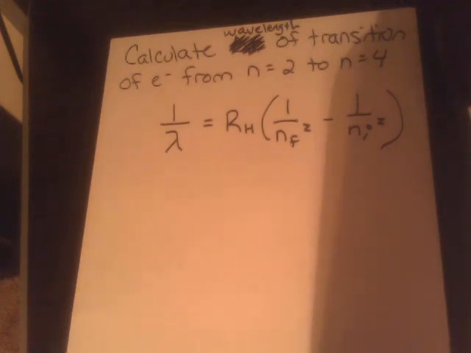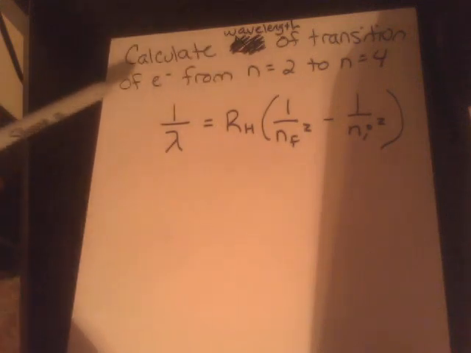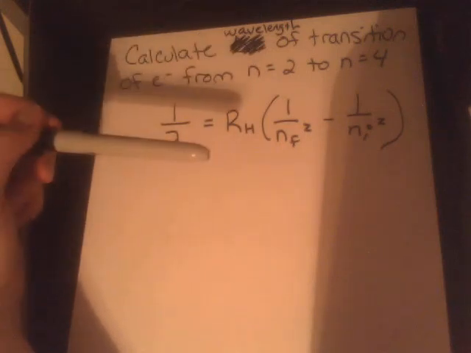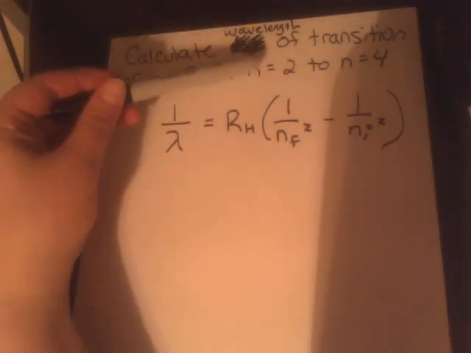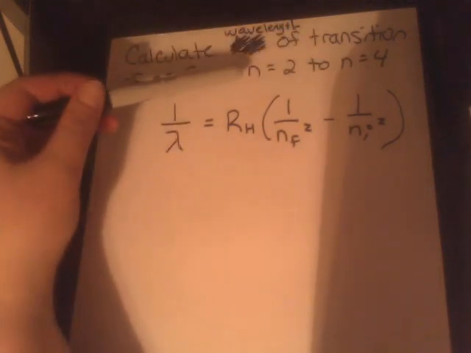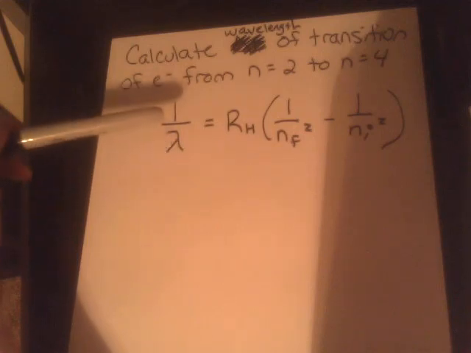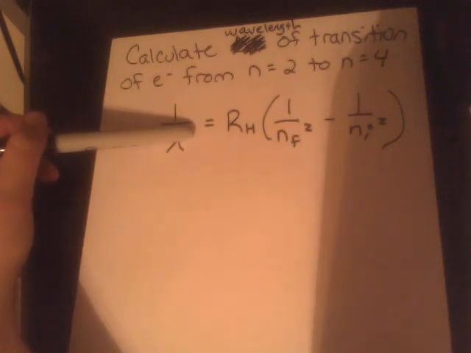So for this video, what we're going to do is calculate the wavelength of a transition of an electron from n equals 2 to n equals 4. If we go back to the Bohr model atom, you'll see that to go from n equals 2 to n equals 4, we're going to have to give it energy. So let's find what wavelength that is, and let's actually find what region that wavelength would have to be in.